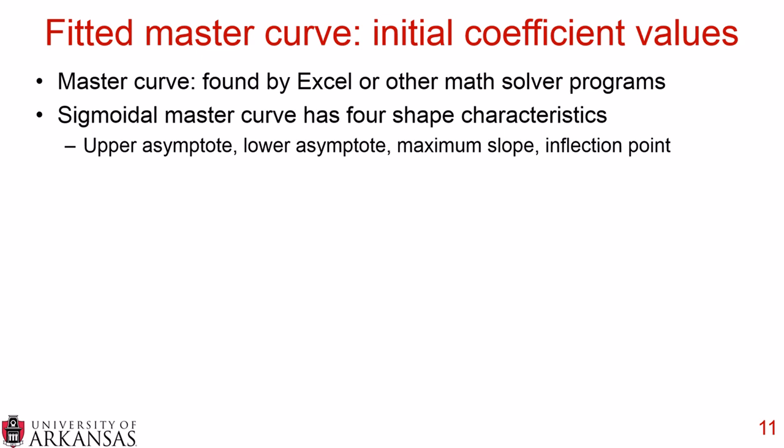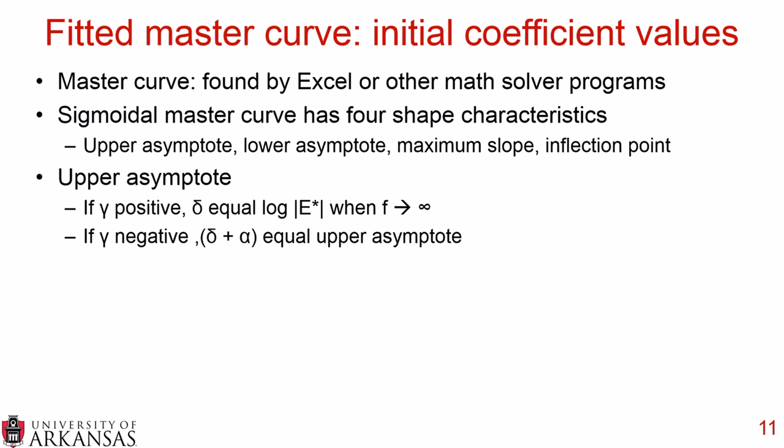It has the upper asymptote and the lower asymptote. So as you go into extremely high or extremely low frequencies, you hit some sort of asymptote. It has some sort of maximum slope along the sigmoidal master curve, and it has some sort of inflection point. So these are 4 things that we can look at. Focusing just on the upper asymptote, if gamma is positive, the delta value equals log E when the frequency goes to infinity. That's pretty easy to see when we look at this equation.